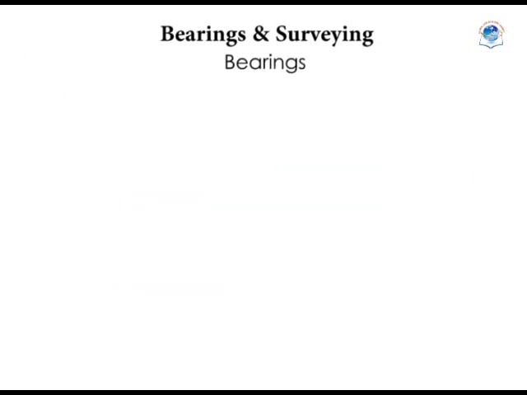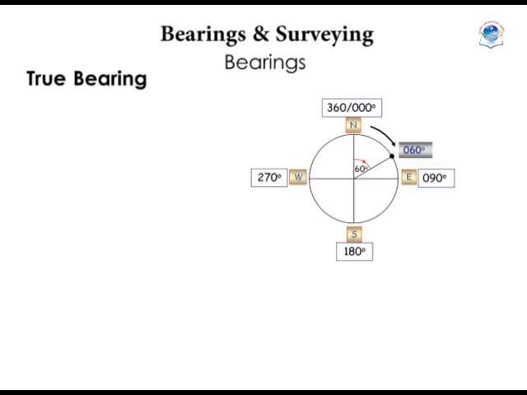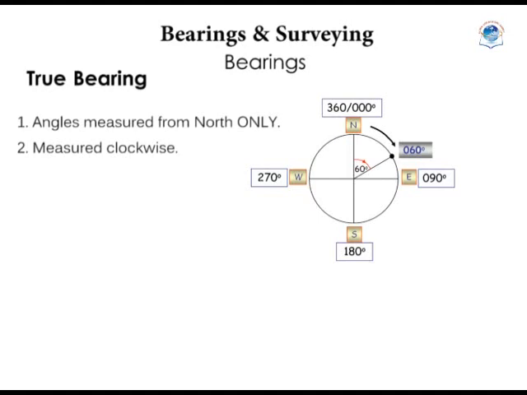Now there are 2 types of bearings: true bearing and compass bearing. We start with true bearing. This is the most common bearing. For true bearing, we have to remember 3 things. First, the angles are measured from the north only. Secondly, they are measured in a clockwise direction. And thirdly, they are written with 3 figures. If there are 2 numbers, we add a 0 in front.